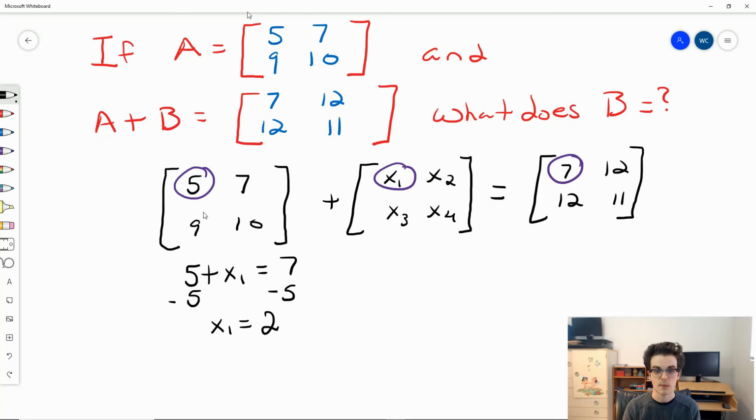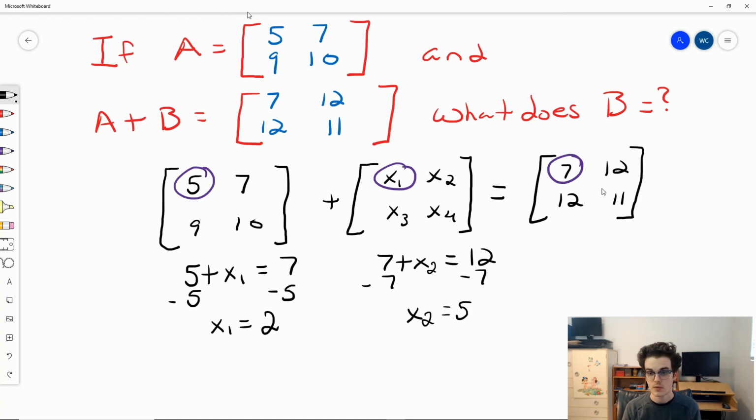So let's do the same for 7 plus x2 equals 12, for the row 1, column 2 slot. So this equals 12. Let's subtract 7. So that would be 5. Sorry, not x squared, that would be a little bit different. Yeah, x2. So x2 equals 5.